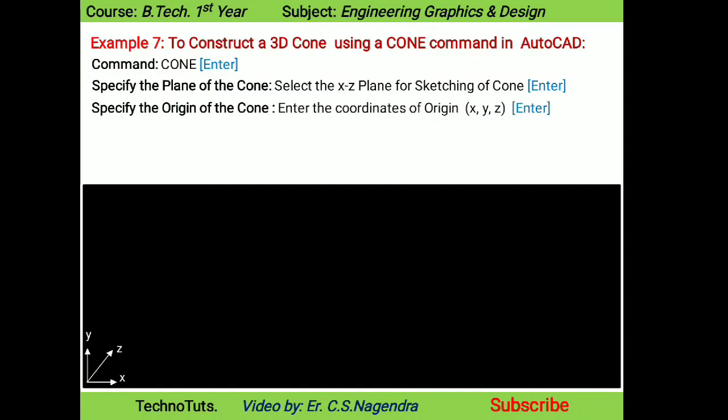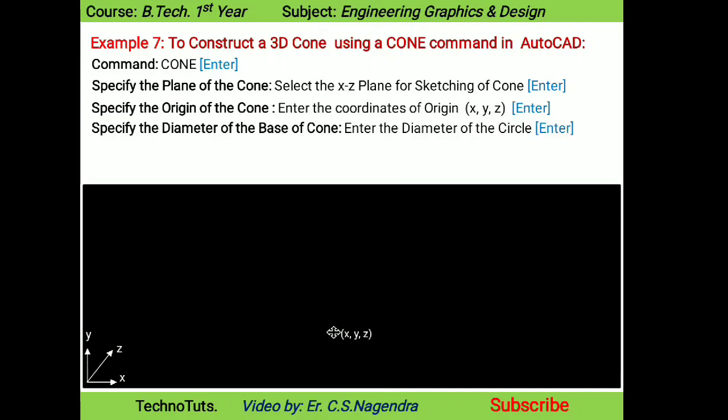Now the computer will ask you to specify the origin of the cone. So enter the coordinates of the origin of the cone, say x, y, z, and press the enter key. You will see a start point or origin point visible on the screen, where the cursor has moved. Now the computer will ask you to specify the diameter of the base of the cone. So just type the value of the diameter of the cone. A circle of whatever diameter you have given will be constructed in which plane? In that exact plane, because you have selected the exact plane for sketching.